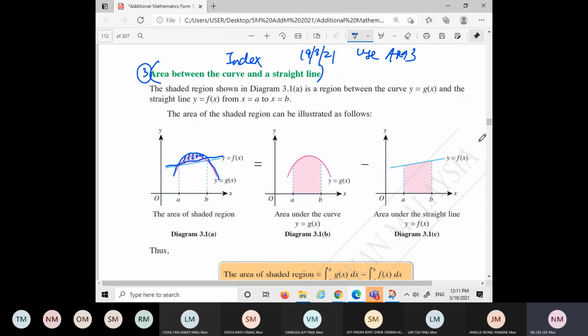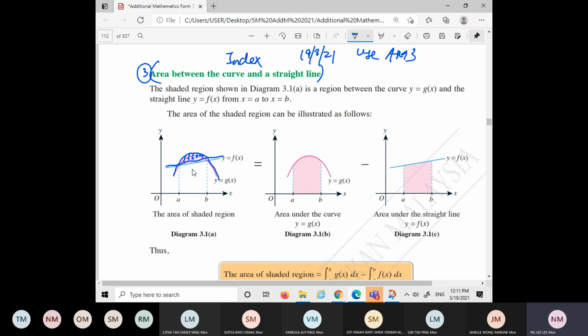Okay, let us see this. Between a curve and a straight line, what we're going to do. The shaded region shown in diagram 3.1a is the region between the curve y equals g(x) and the straight line y equals f(x), from x equals a to x equals b.